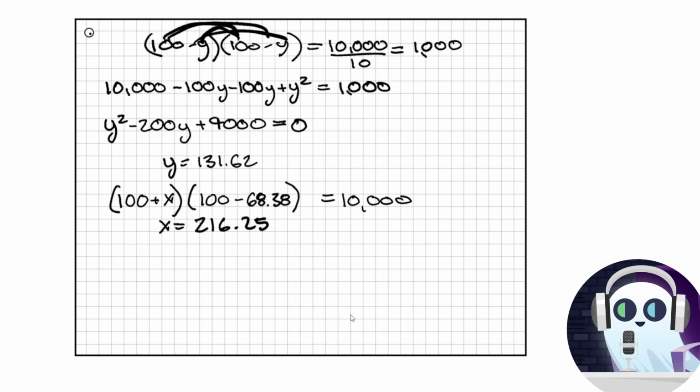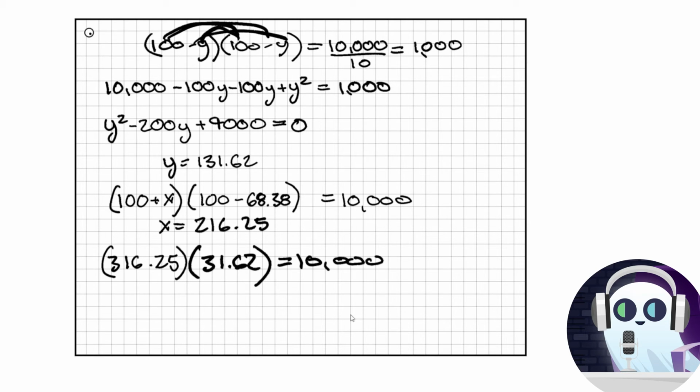If you want to see the reserve at the end of all this, it would be 100 plus 216.25, which is 316.25. Then it'd be 100 minus 68.38, which is 31.62. And then this times this should be equal to 10,000, but we can just double check. And it does equal 10,000.